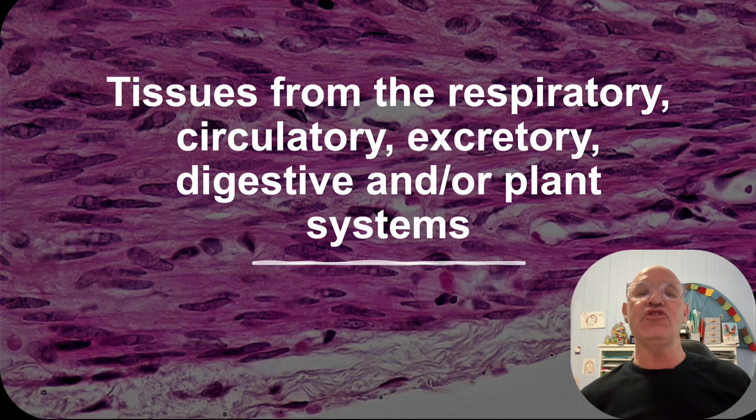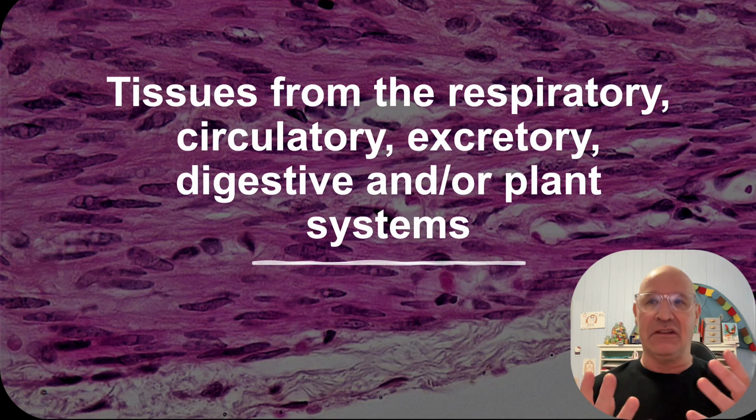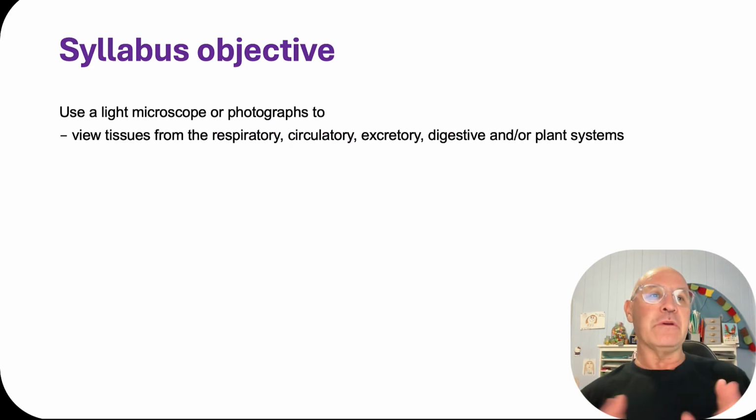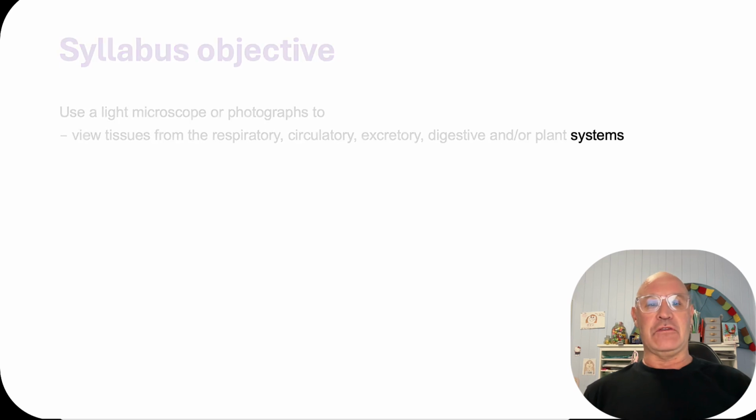So let's look at what tissue looks like from different parts of an organism, because the best way to really be able to identify tissue is looking at it in some sort of context. So this is what the syllabus objective says. You need to be able to use a light microscope or photographs to be able to view tissue from the respiratory, circulatory, excretory, digestive and/or plant system. So we're going to do each one of those.